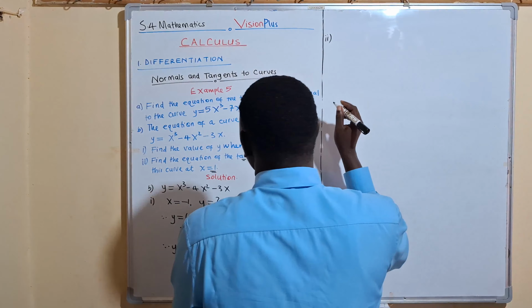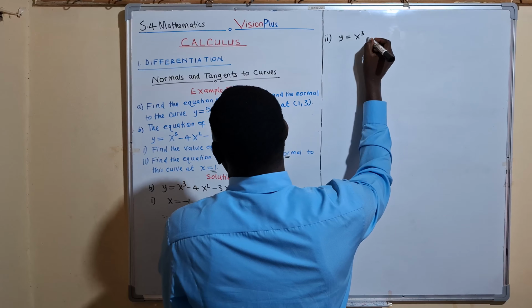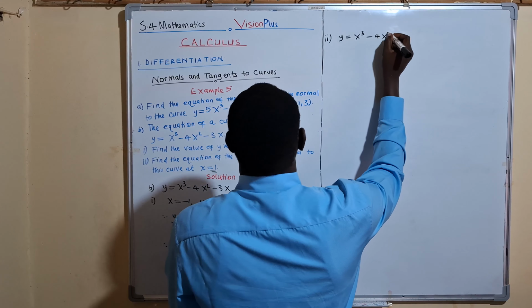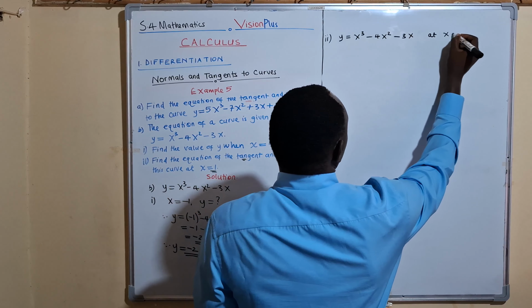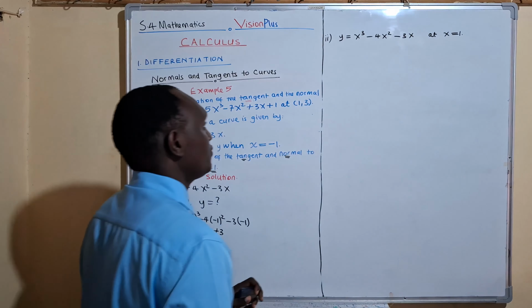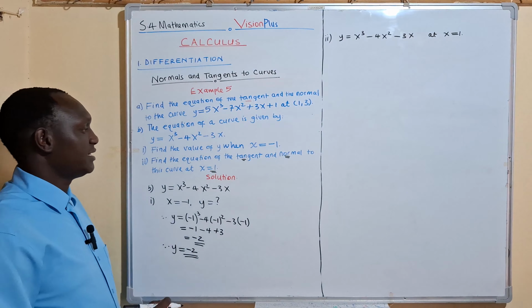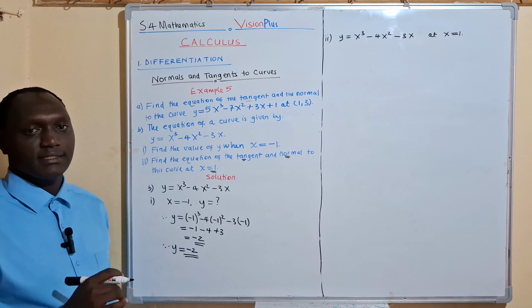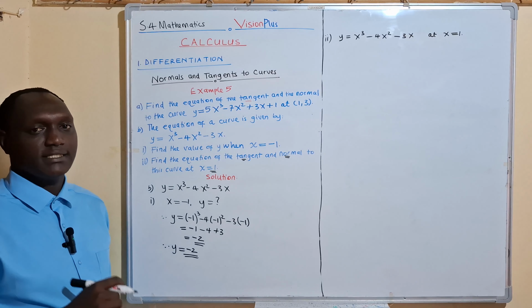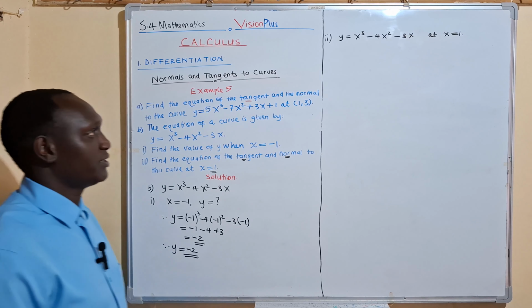So what do we do? Our curve is y equals x cubed minus 4x squared minus 3x at the point when x equals 1. What can we do there? We need to find the gradient of the curve. After getting the gradient of the curve, that is the same as the gradient of the tangent. And then we proceed with our calculation.